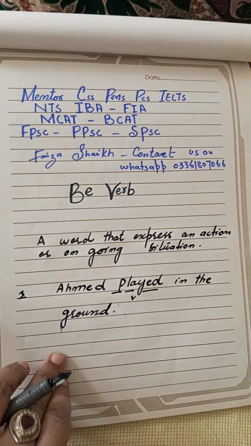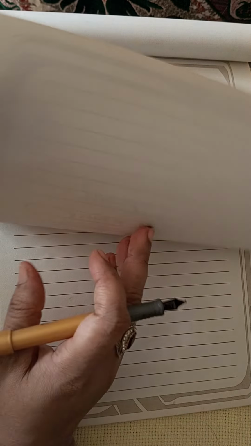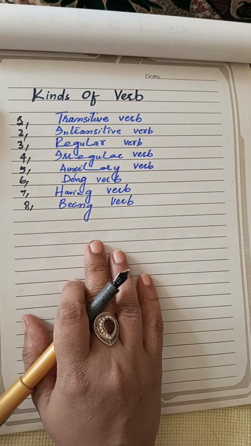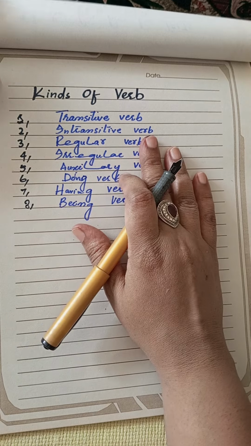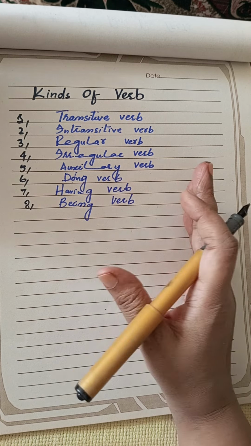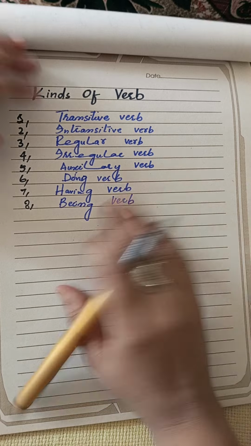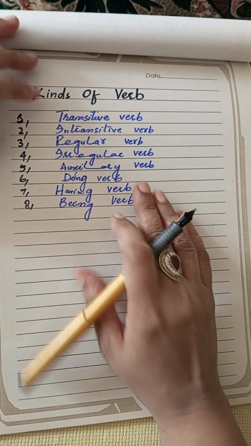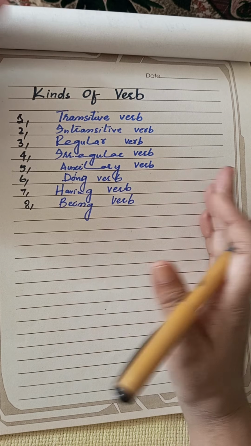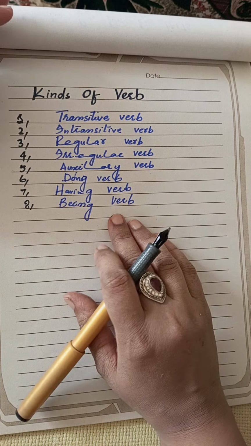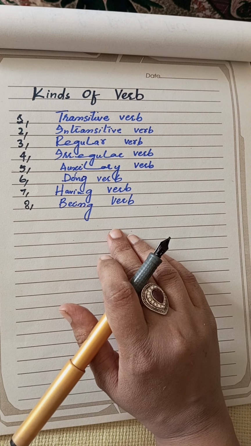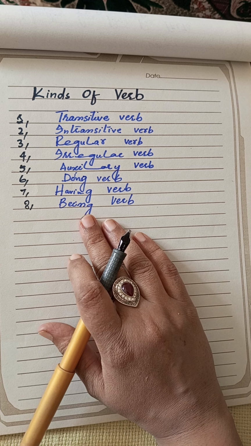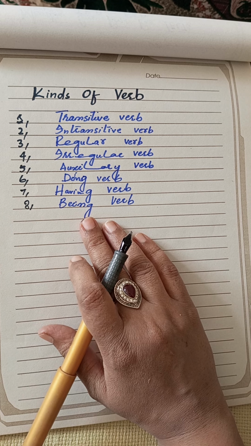But let's discuss the different types of the verbs. Basically, here are the 8 types of the verbs. Number 1, transitive verbs. Number 2, intransitive verbs. Number 3, regular verbs. Number 4, irregular verbs. Number 5, auxiliary verbs. Number 6, doing verbs. Number 7, having verbs. And number 8 is being verbs. So let's discuss one. First one is transitive verbs.